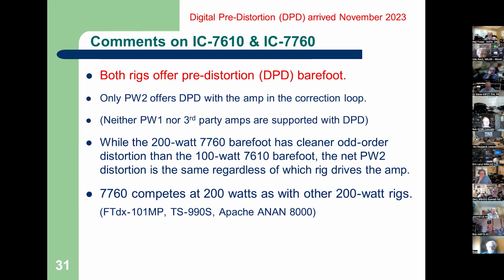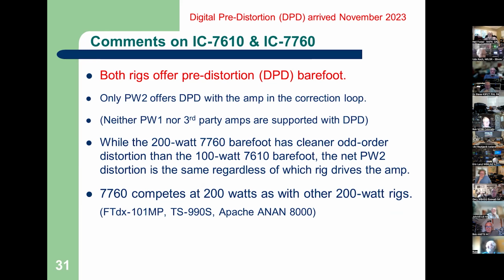Now, just some, I guess, maybe interesting information, but the net result doesn't matter. The 7760 is a 200 watt rig. In barefoot, it's about 10 dB cleaner than the 100 watt 7610. But by the time you drive a PW2 with that in the correction loop, it doesn't matter because the PW2 is the limit.